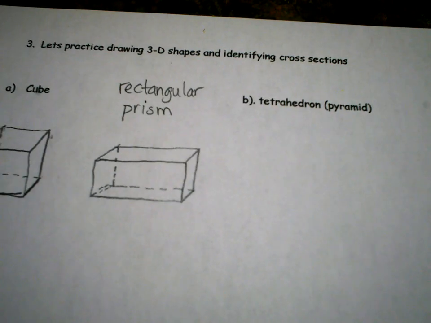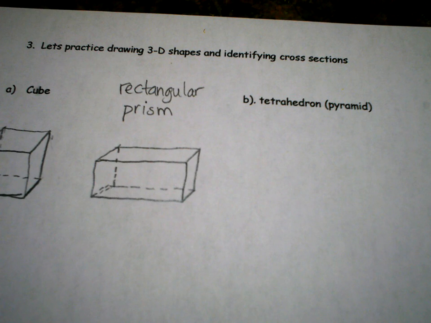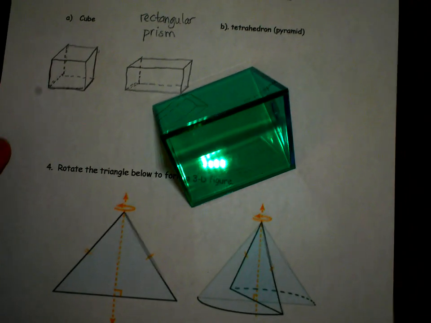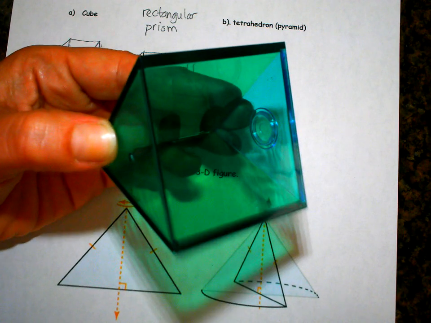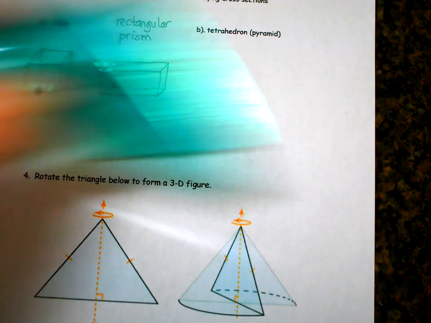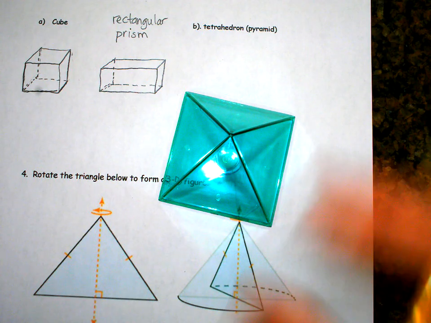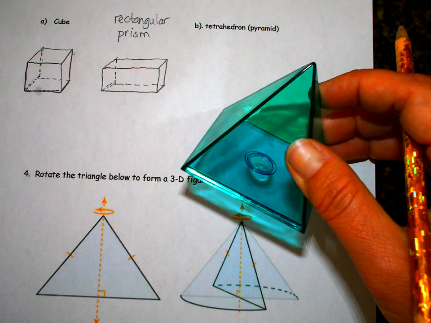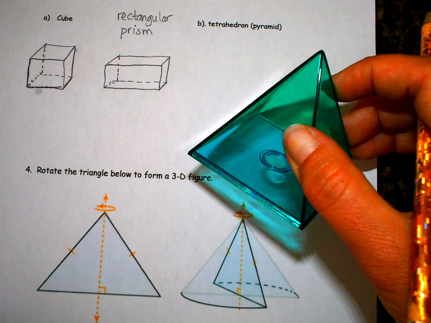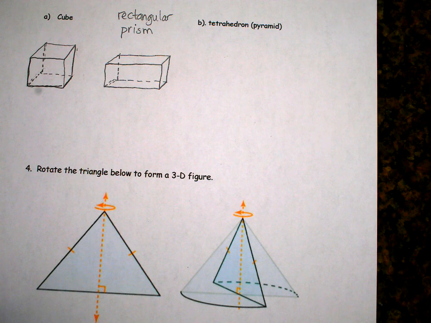Tetrahedron. Okay, so another word, because we got triangular prism. Okay, triangular prism versus tetrahedron. Right? Okay, here we go. Tetrahedron. So, pyramid.